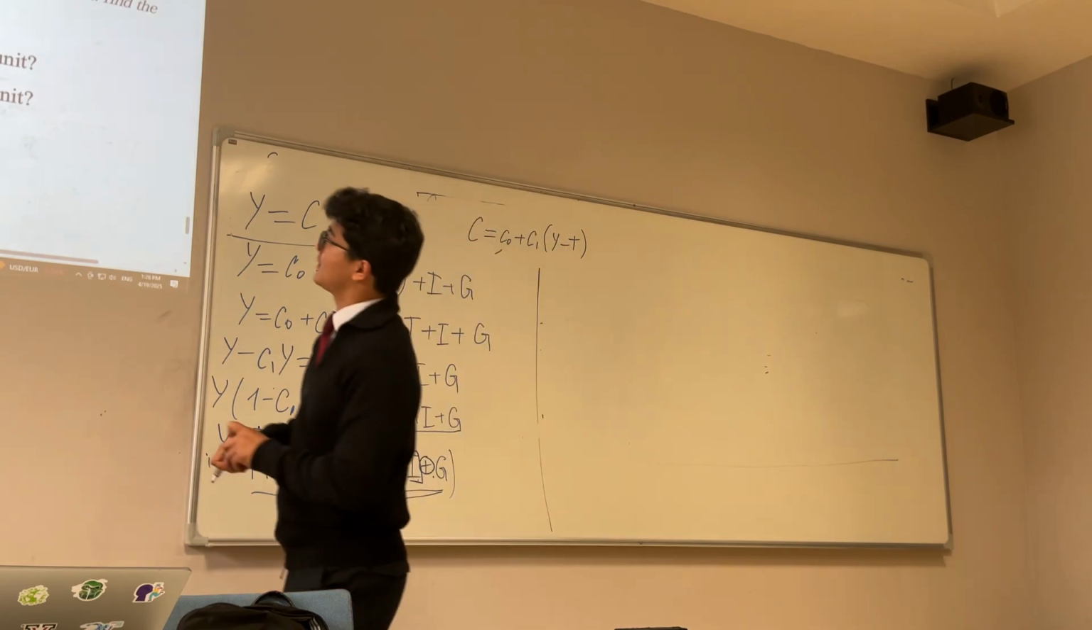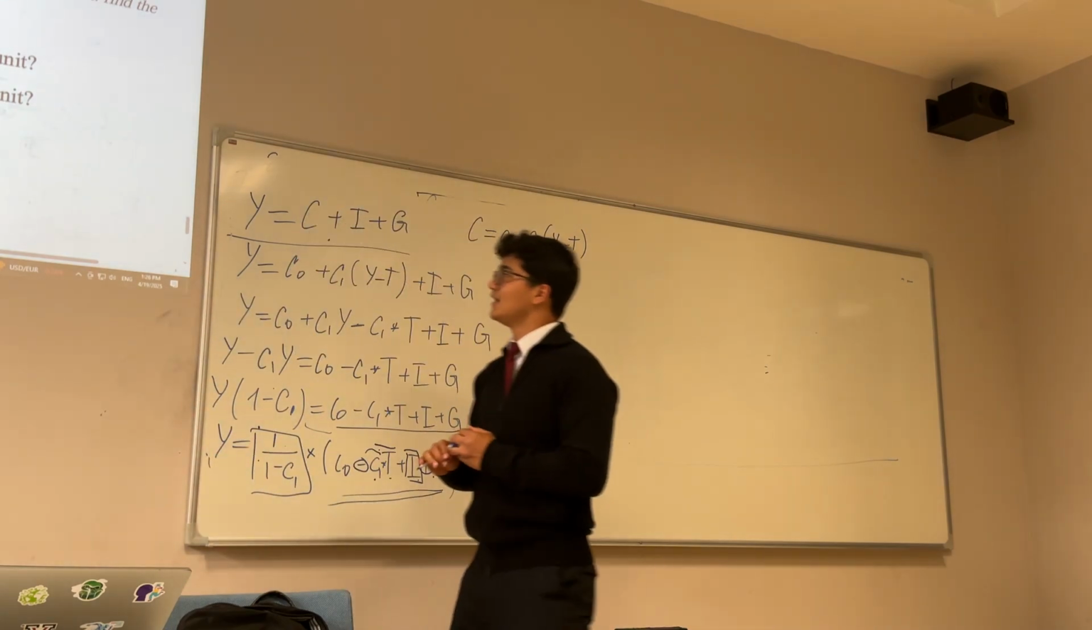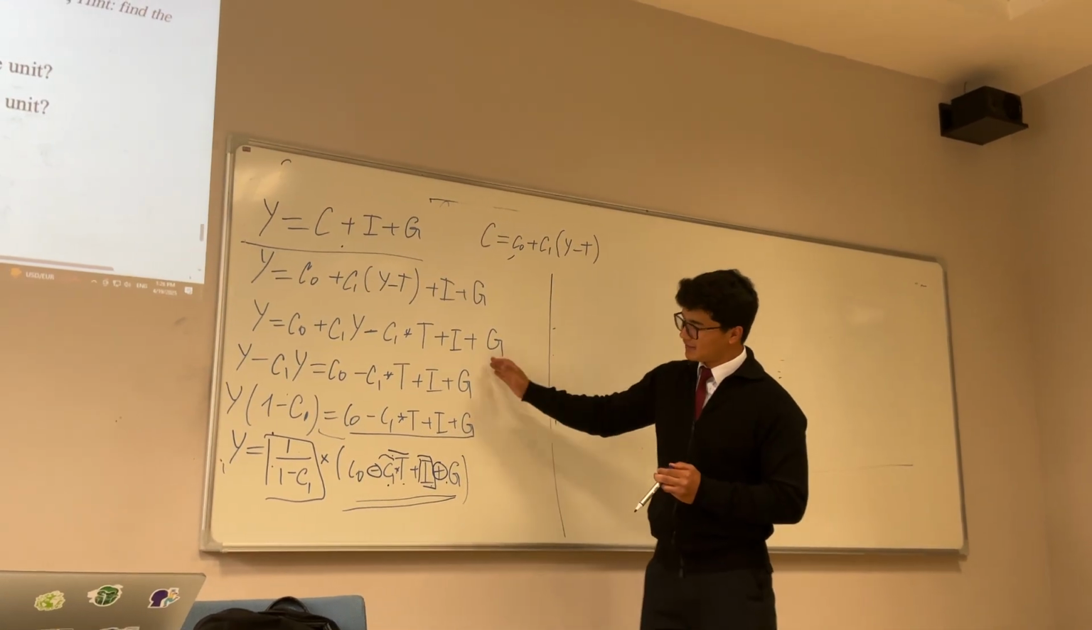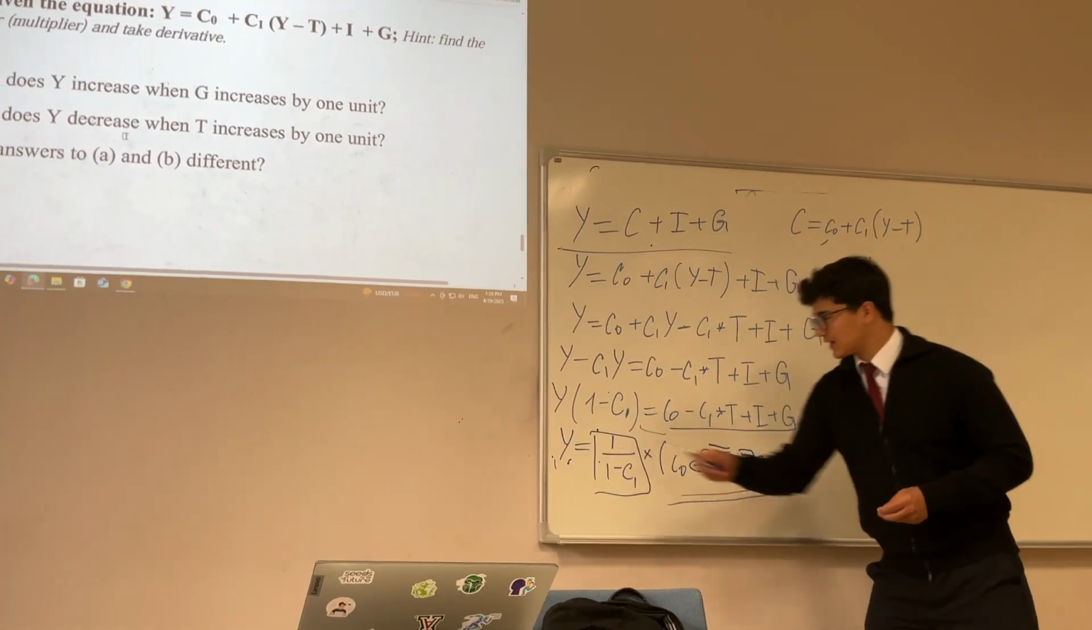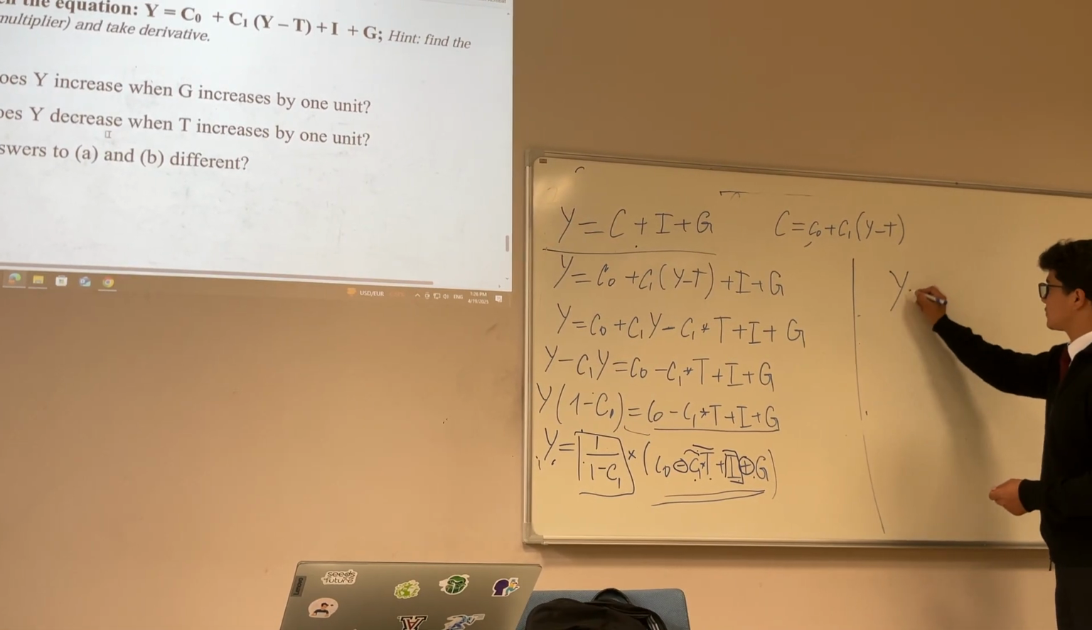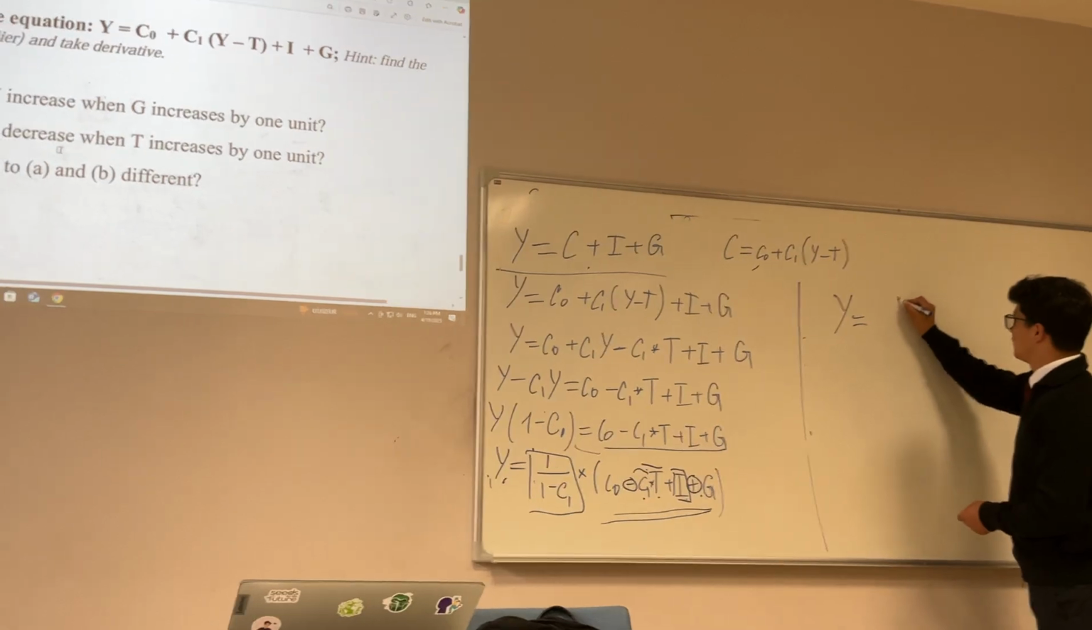So they just give us this equation, right? Again, I don't want to derive it like this. I will explain it this way, with autonomous spending and our multiplier.